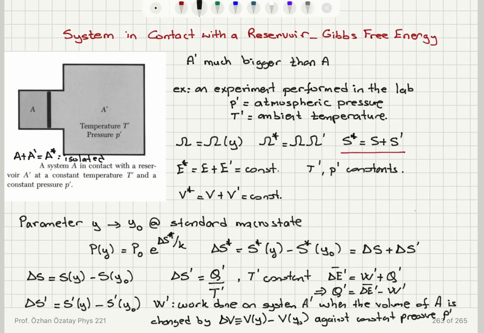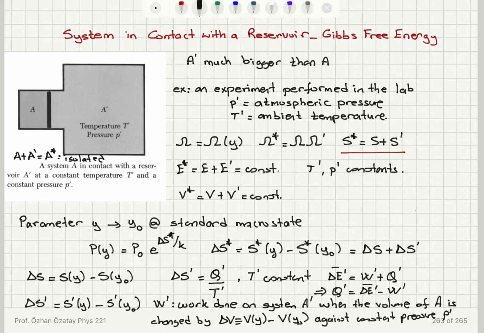So let's summarize what we said. If we have a system that is in contact with a reservoir at constant temperature and pressure, T prime and P prime, so this could be a very general situation. For example, an experiment performed in the lab where P prime would be atmospheric pressure and T prime would be ambient temperature. Since the total number of accessible states, omega star, is the product of the accessible states to system A and A prime, the total entropy is the entropy of system A plus the entropy of system A prime.